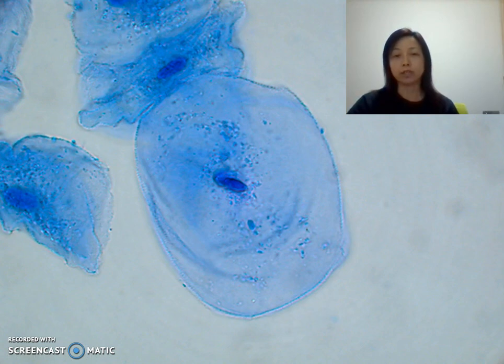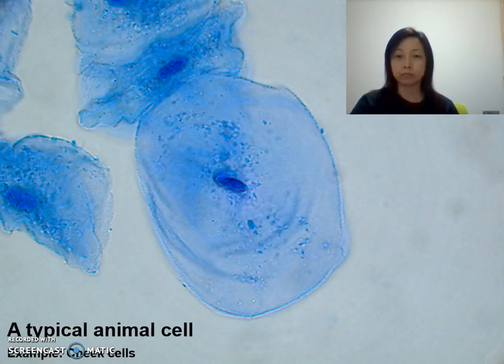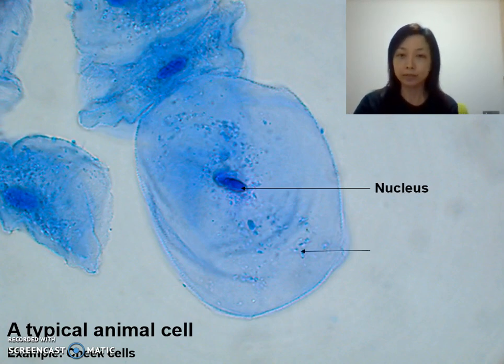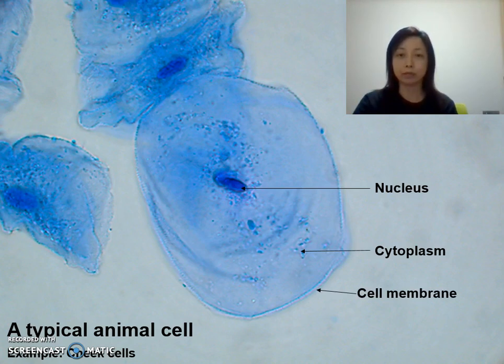This is a picture of a chick cell seen under the microscope. Let's see if you are able to identify the cell parts. Test yourself. Do you remember what this is? This is the nucleus. Next one. Cytoplasm. And the last one. This is the cell membrane. Did you get all three correct? Give yourself a pat on the shoulder if you have.